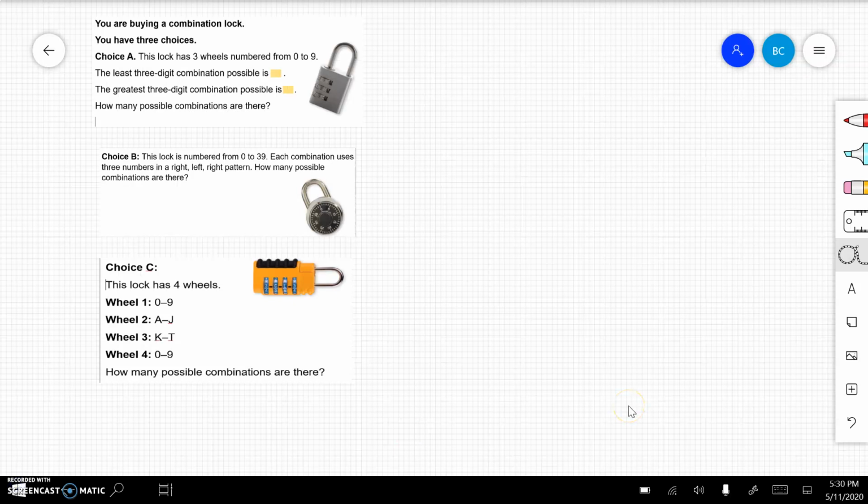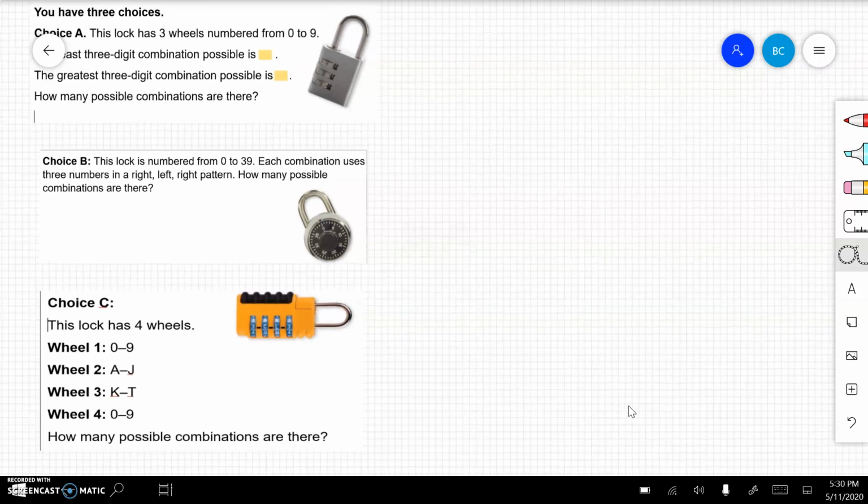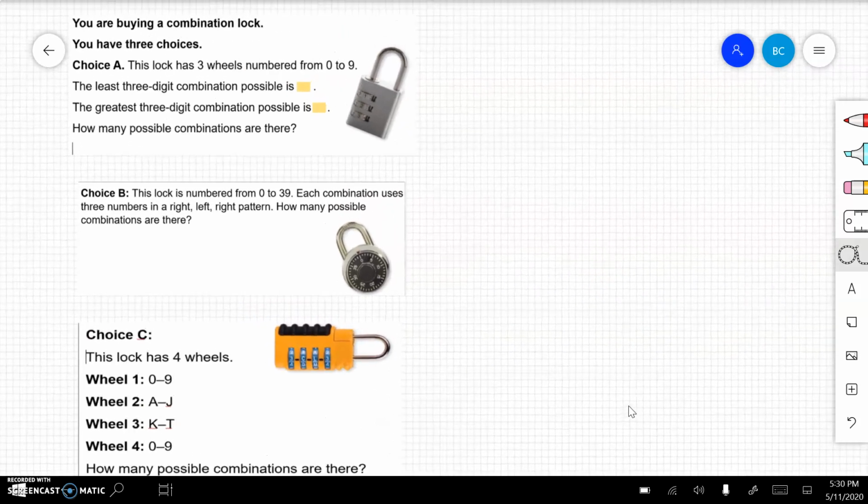So now let's go back to the problems that we did in the warm-up, and some of you may have had an idea of how to do these using some idea of the fundamental counting principle, although my guess is you wouldn't have been able to name it that way. But now let's look at our options. So on choice A for this lock, the lock had 3 wheels numbered from 0 to 9.